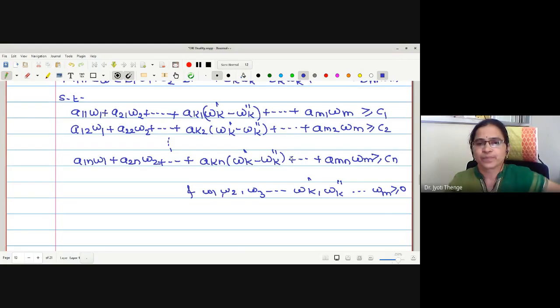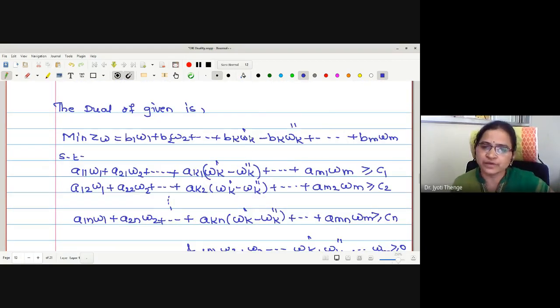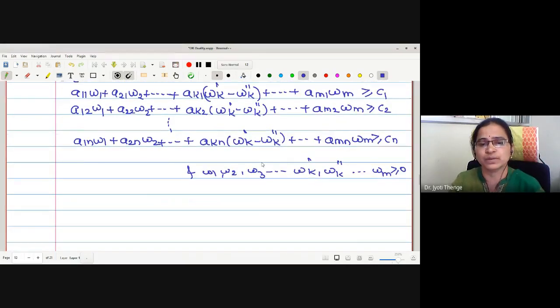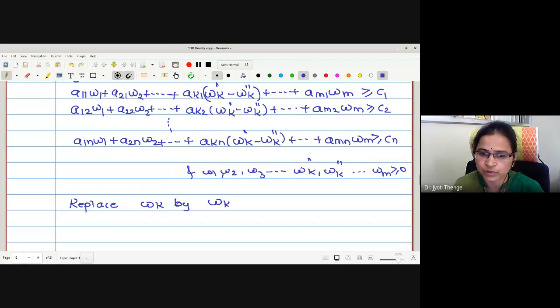Correct? Okay. The same kind of change we can observe in the objective function as well. Here also one can take bk common and we remain with wk dash minus wk double dash. Now what we will do? We will replace this difference wk dash minus wk double dash by wk only. Therefore, here I will replace wk by wk dash minus wk double dash. Correct?